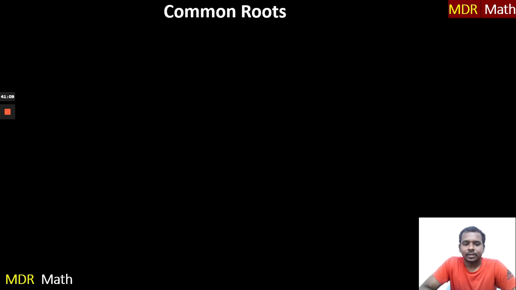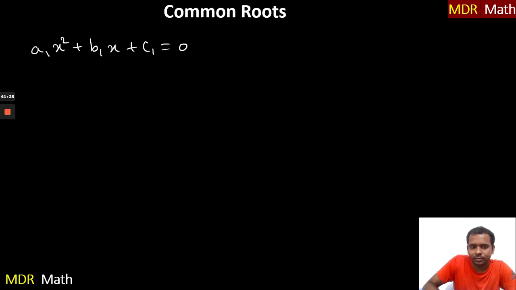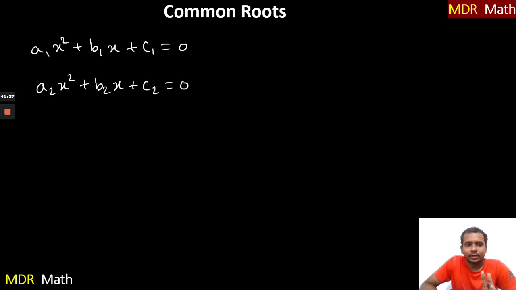Now, the last but not least, common roots. In order to see the common roots, let me take any two equations, a1x square plus b1x plus c1 is equal to 0, and another equation a2x square plus b2x plus c2 is equal to 0. There are two possibilities we will see in this case. The two equations have one common root, or the two equations have two common roots. Both the roots are common.